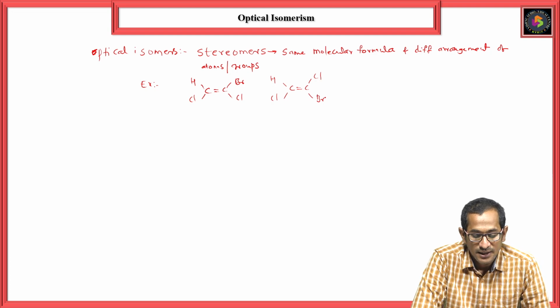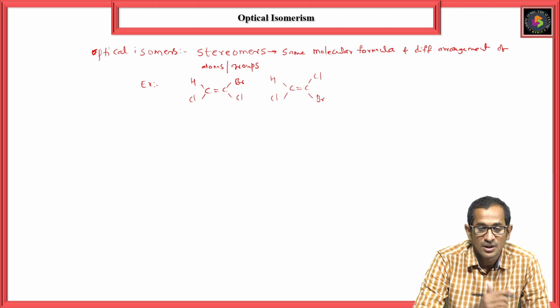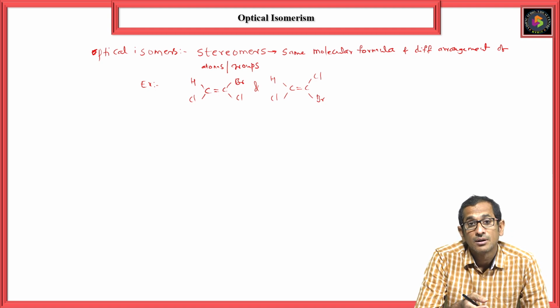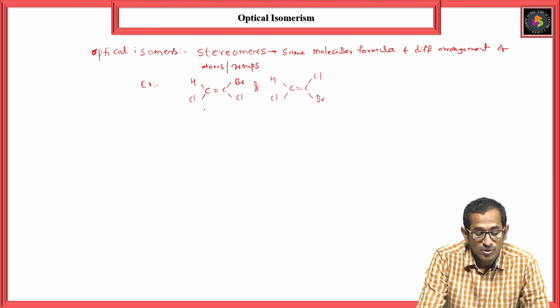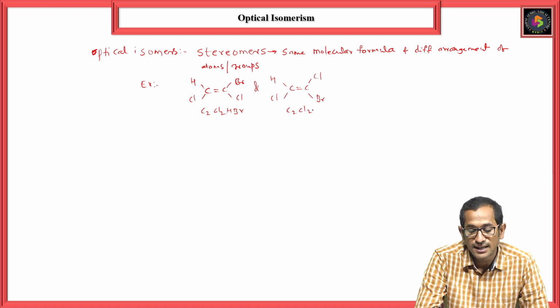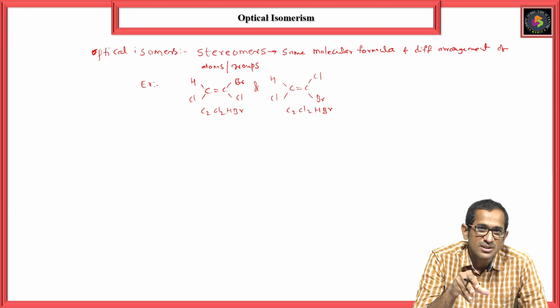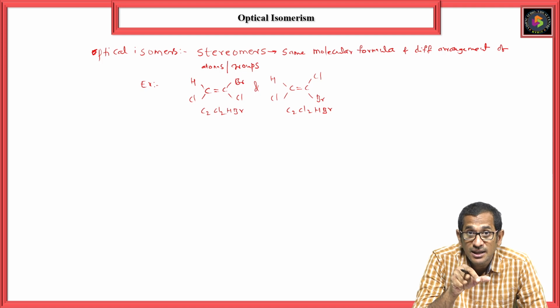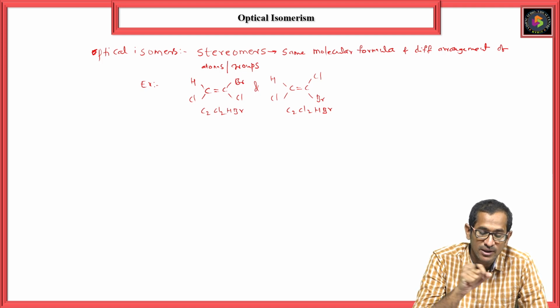Right, see. Here we have two compounds. The molecular formula of the first compound is C2Cl2HBr. Coming to the second compound, the molecular formula is again C2Cl2HBr. Means both are isomers. Both have the same molecular formula.